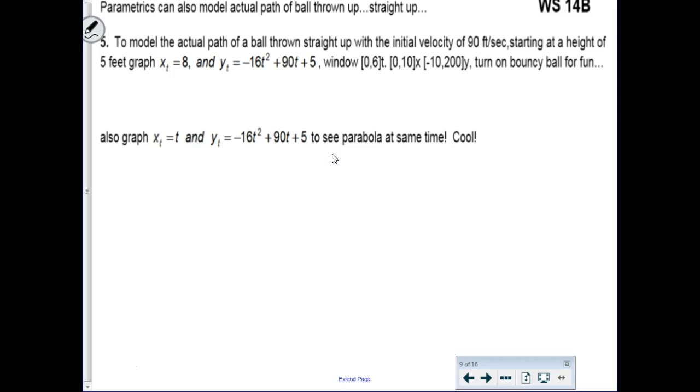So they're giving you some parametrics to graph, and then they want you to turn on the bouncy ball for fun. Okay. Will do. Here's what we're going to do. Put this into x1, put this into y1. And then they want this into x2 and y2.